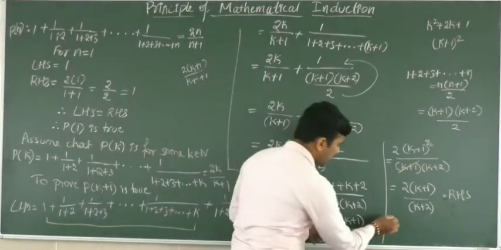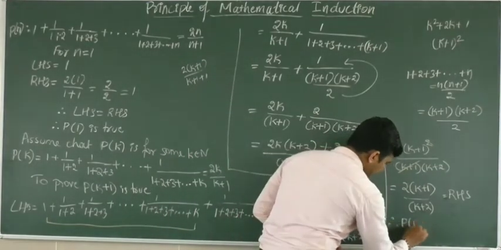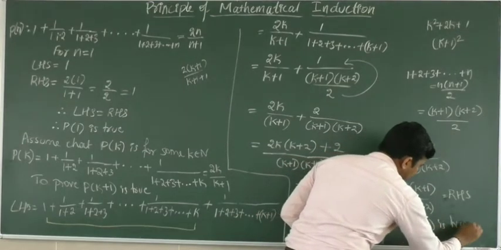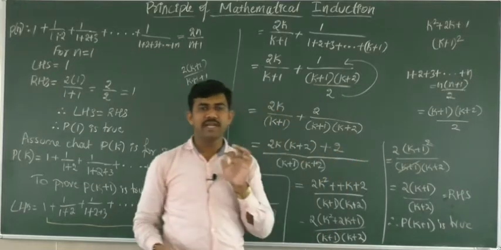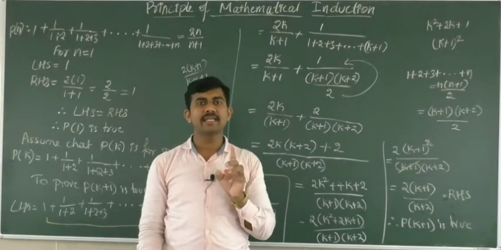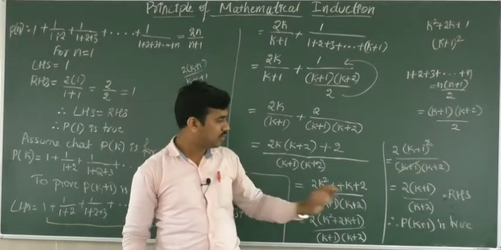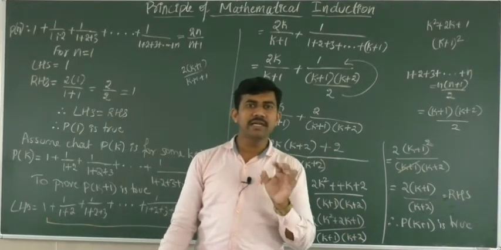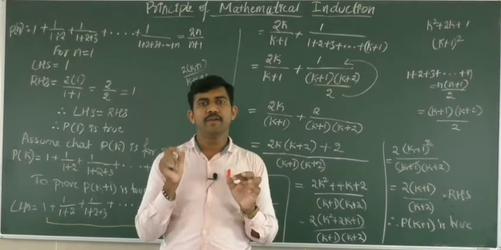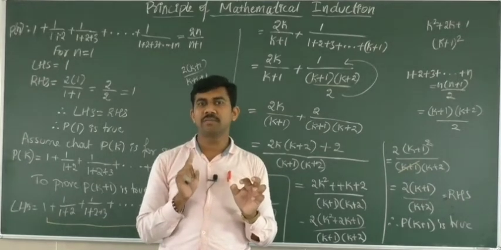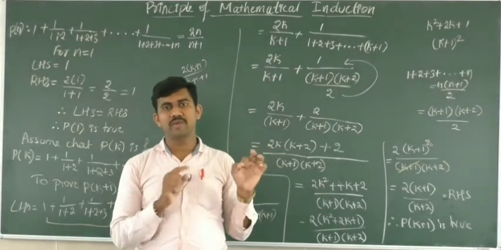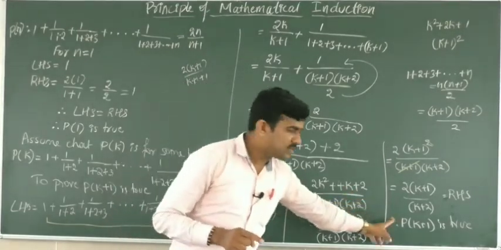Therefore we can give the conclusion. See dear students, you have to write the conclusion to all the problems. It is very important, it carries 1 mark. So you should write the conclusion: Hence, by the principle of mathematical induction or PMI, P of n is true for all natural numbers n. That is the conclusion you should give to each problem when you are solving it.